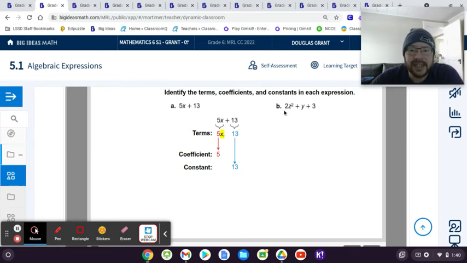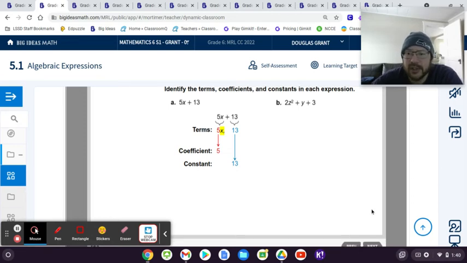So now we have the second expression, 2z squared plus y plus 3. So how many terms are there? Yeah, there's 3 terms. So in this case, 2z squared is the first term, y is the second term, and 3 is the third term. Okay, what is the coefficient for the 2z squared? The coefficient for the 2z squared is just 2. So it's just the number next to the z squared.